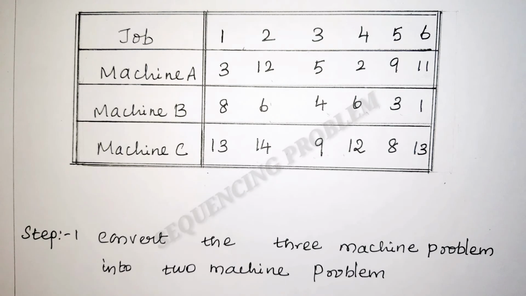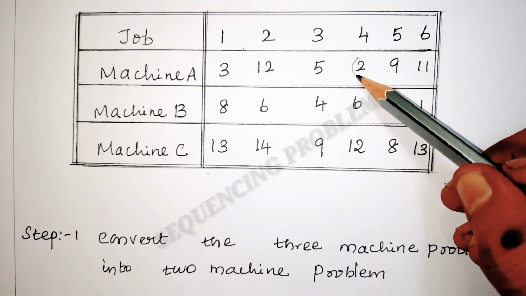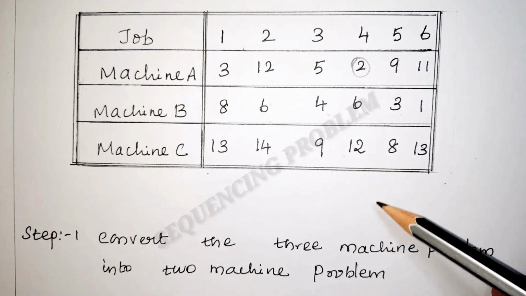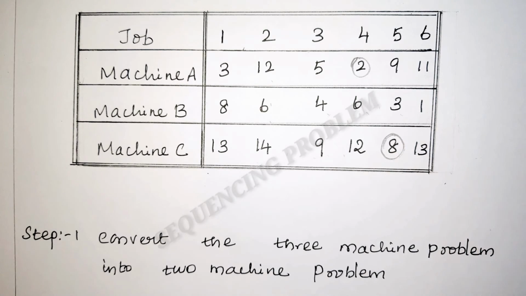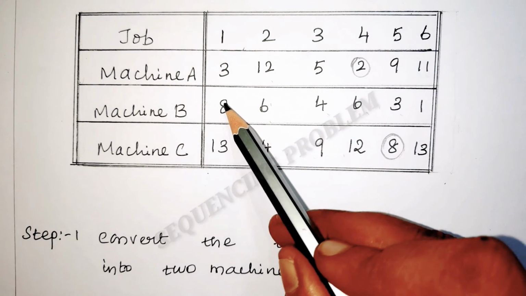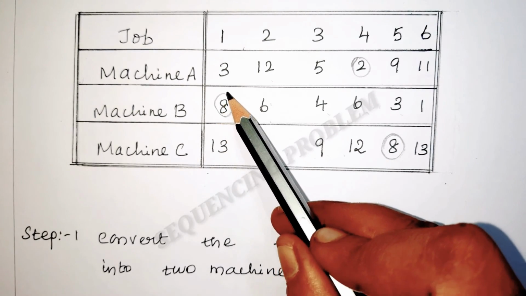Step 1. Convert the 3 machine problem into a 2 machine problem. For that you have to select the minimum element from machine A and machine C. In machine A, the minimum element is 2. In machine C, the minimum element is 8. And from machine B, you have to select the highest element. In machine B, the highest element is 8.